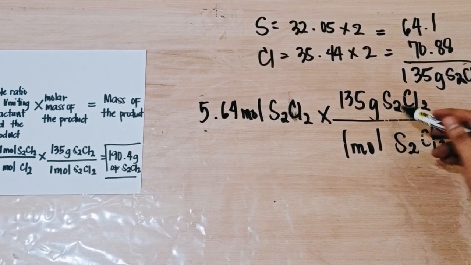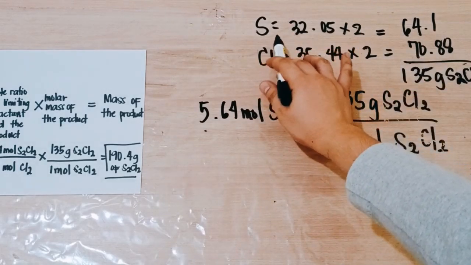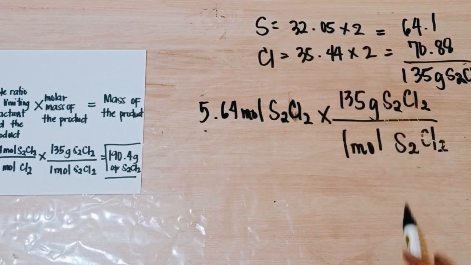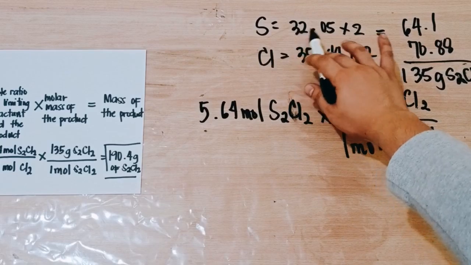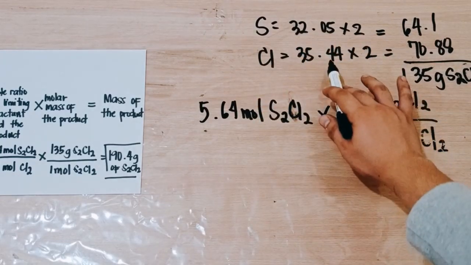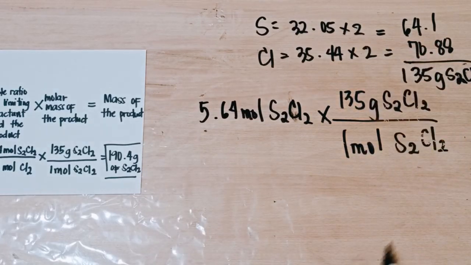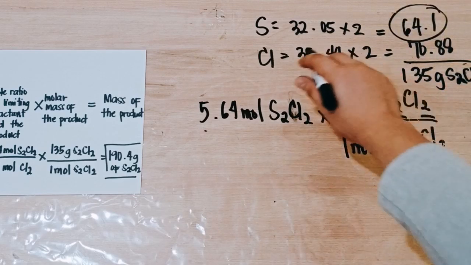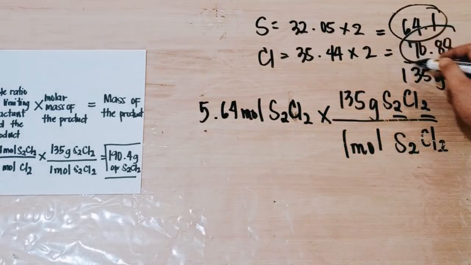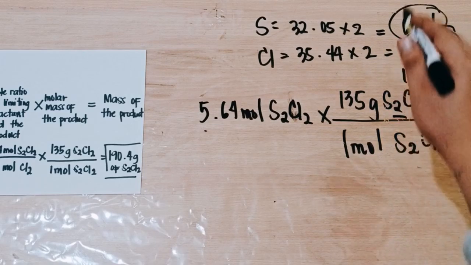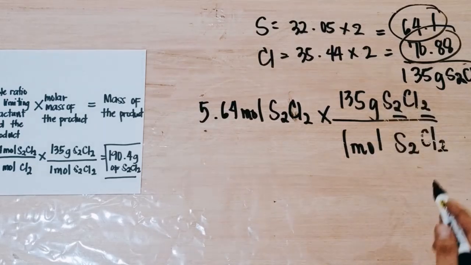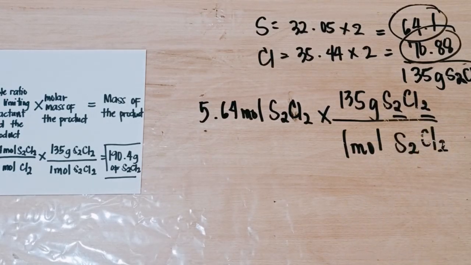To calculate it, in the periodic table, you look for sulfur. What is the atomic mass of sulfur? For each sulfur, we have 32.05. For each chlorine, we have 35.44. Now, you just multiply them by 2. Why sir, multiply by 2? Because there is a subscript 2, which means there are two sulfur and two chlorine. So you multiply each by 2. 32.05 times 2 is 64.1. While 35.44 times 2 is 70.88. Now, you just add those two, 64.1 and 70.88, and you get 135 grams of disulfur dichloride.